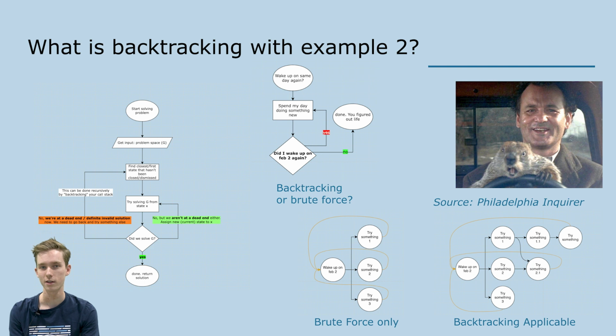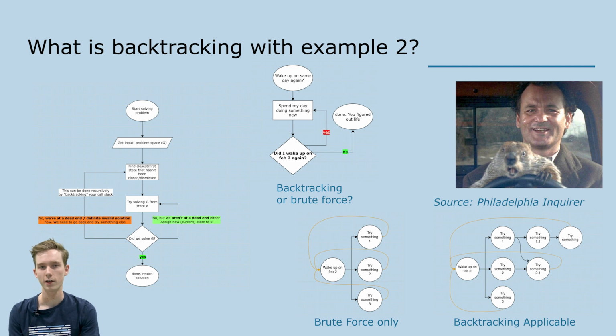In Groundhog Day, you can argue between both of them. You can say, well, he's just trying each day differently, and he's going back to waking up on the same day. He's only making one node of progress. It's not a partial solution. You can also argue that he's making progress towards figuring out what's the correct thing to do, which would be the backtracking applicable diagram. Either way, both are arguable, and only one of them is backtracking.